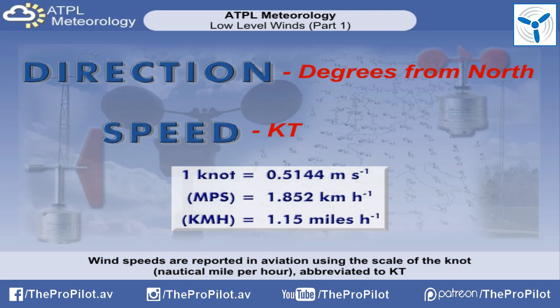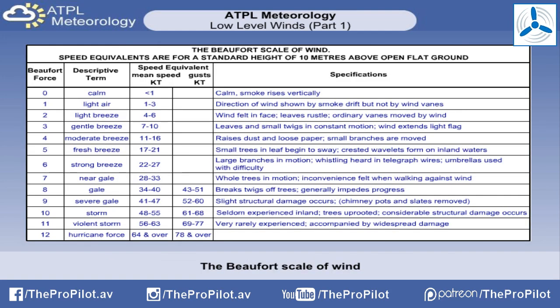A wind scale to describe speed was introduced and devised by Admiral Beaufort for use at sea. An adapted version for use over land is shown here, and is often used by meteorological broadcasters today.